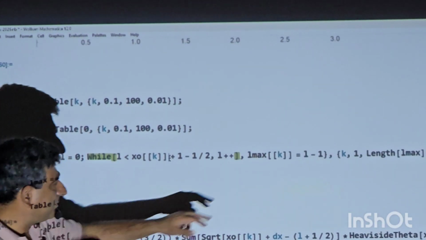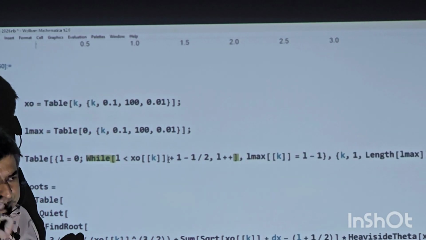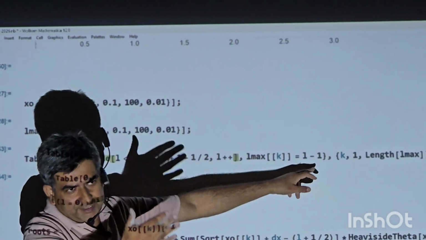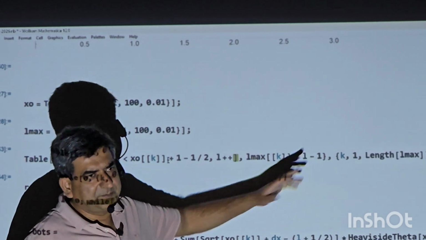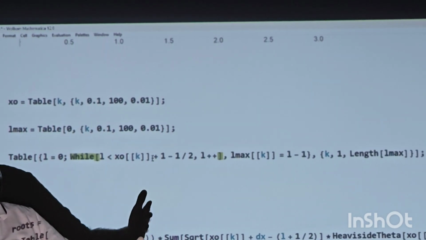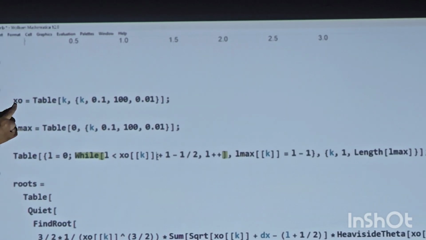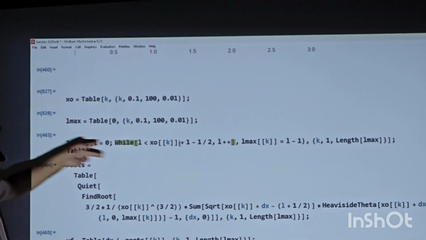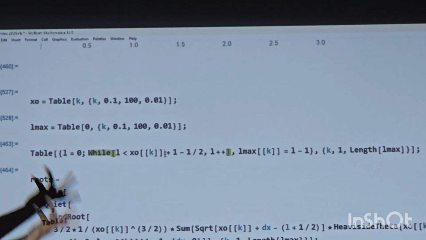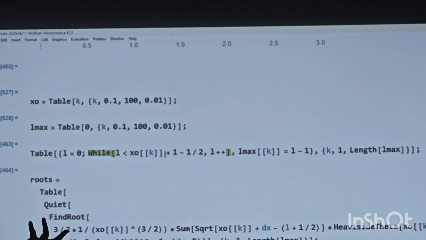And then for that particular value of k, that particular value of the index, my L max is given by L minus 1, by the final value that I've hit. Okay, so for each of these x naughts, I calculate a table of L maxes. Each x naught will have one L max, 0, 1, 2, 3 and so on.